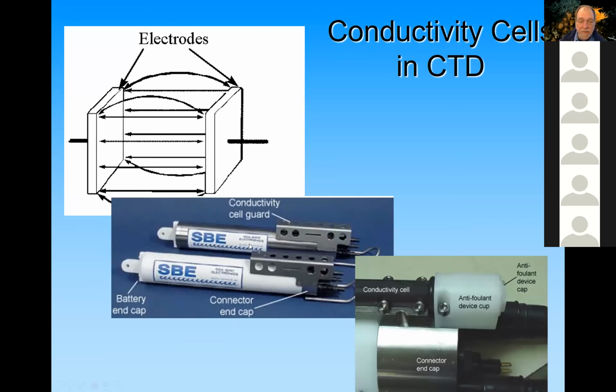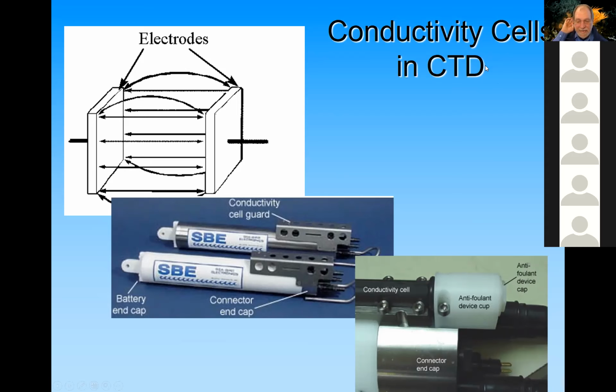So these are some pictures of what are called CTDs. And if you had to find one instrument that is emblematic of oceanography, it would be the CTD. What does CTD stand for? It stands for conductivity, temperature, and density. Depth, excuse me. Conductivity, temperature, and depth.